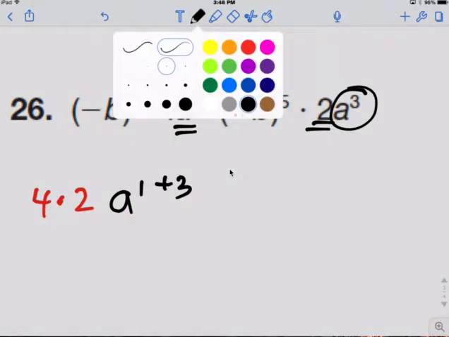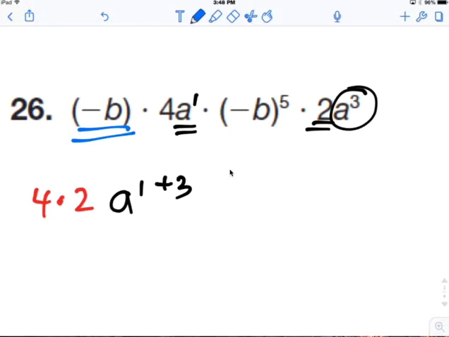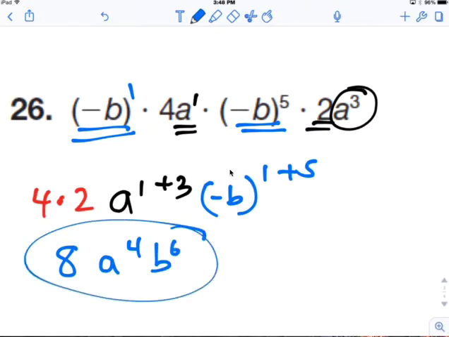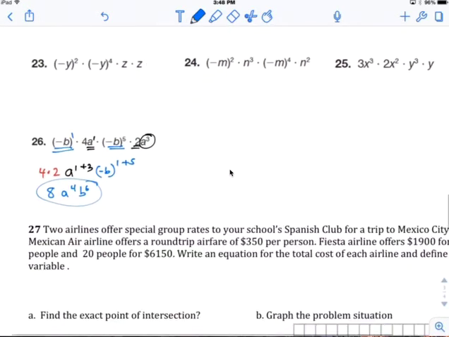Letter B, -b, it's only 1 there, and 5 over this one. Okay, I think I got it all. So 8, 4 times 2 is 8, a to the 4th, b to the 6th. Okay.